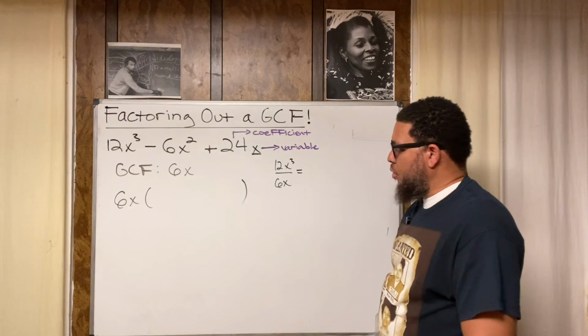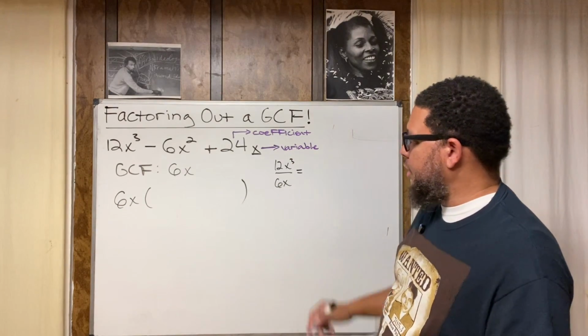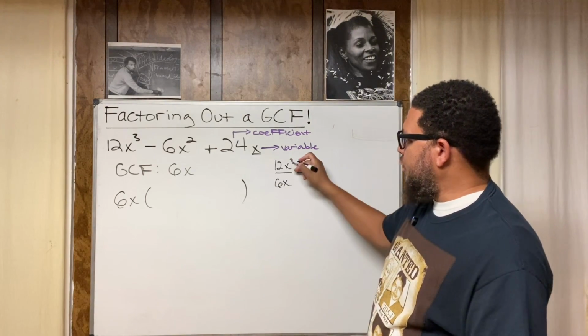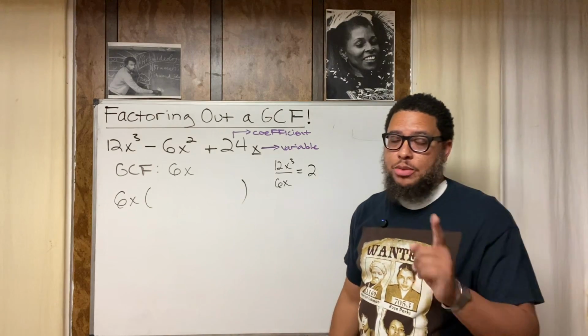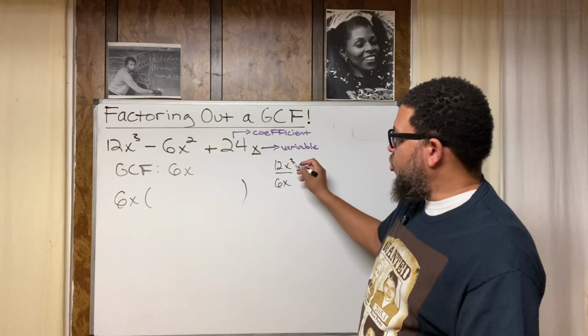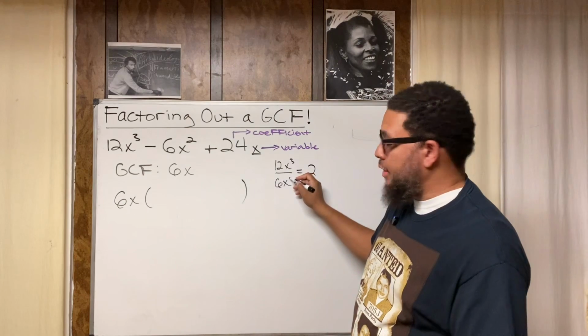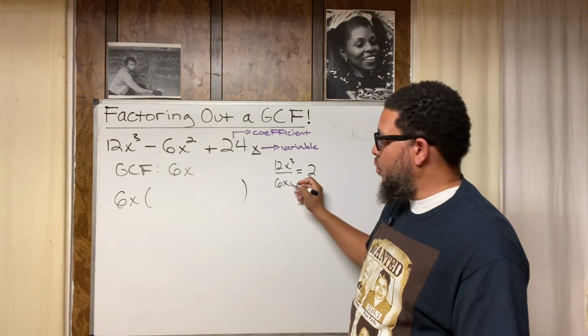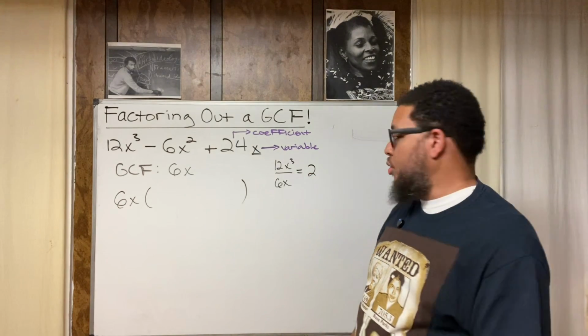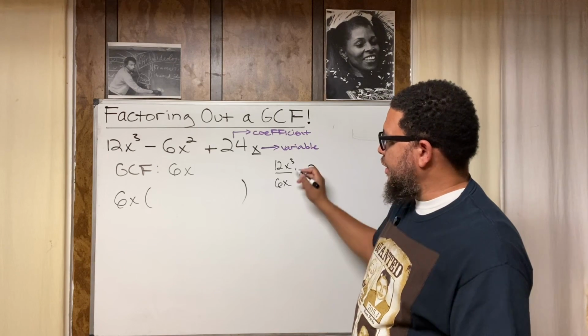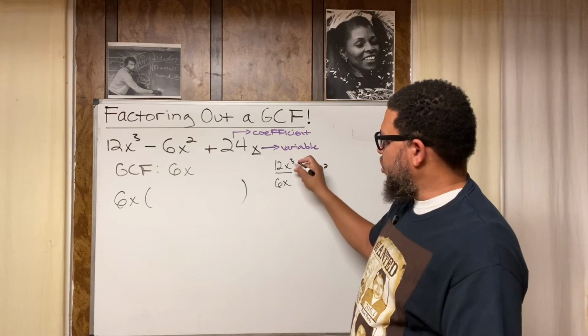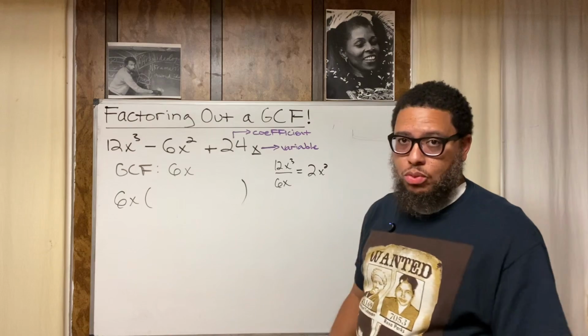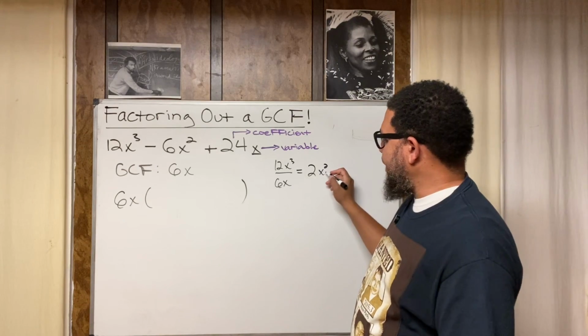Now, divide the coefficients first. What's 12 divided by 6? That's 2. What's x cubed divided by x? You've got to know the exponent properties of division. You subtract the exponents: 3 minus the invisible 1. What's 3 minus 1? That's 2. So that's going to become x to the second power.